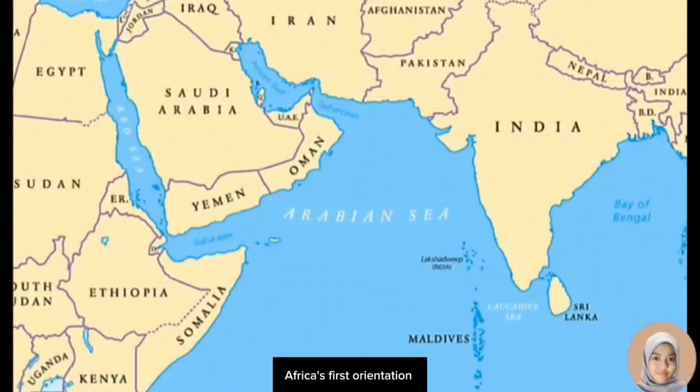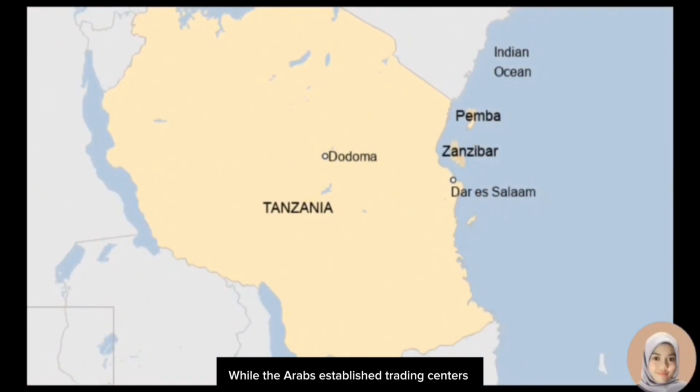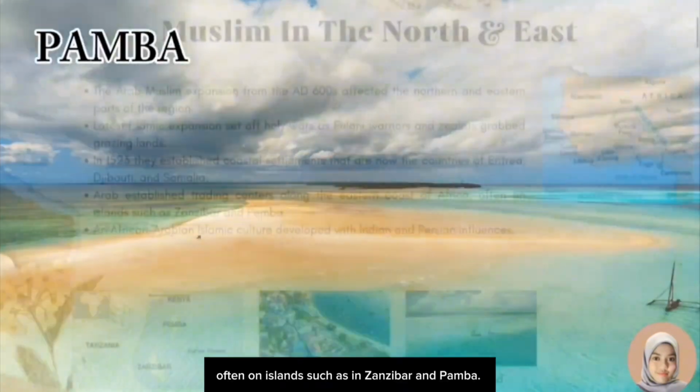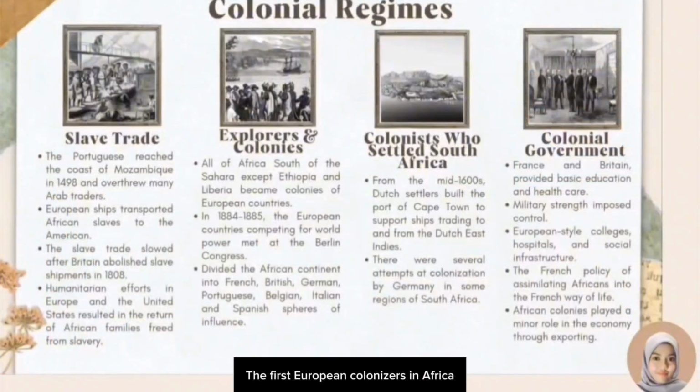Africa's first orientation to the outside world is in the direction of the Arab countries bordering the Red Sea and the Indian Ocean, while the Arabs established trading centers along the east coast of Africa, often on islands such as Zanzibar and Papua. African Arab culture developed with Indian and Persian influences. The first European colonizers in Africa were the Portuguese. They reached the coast of Mozambique in 1498.